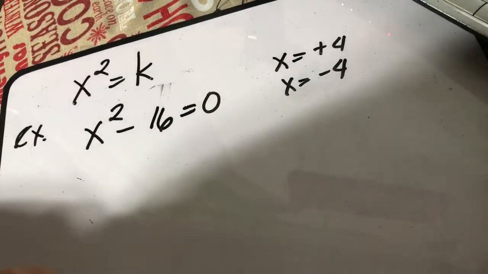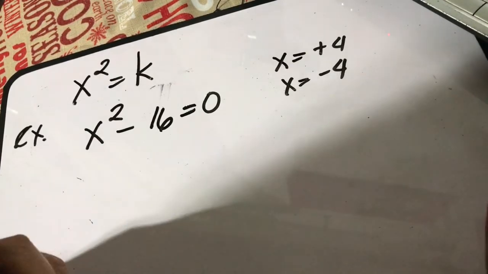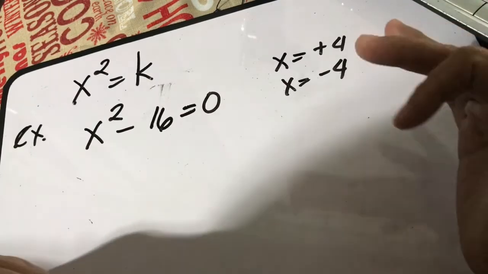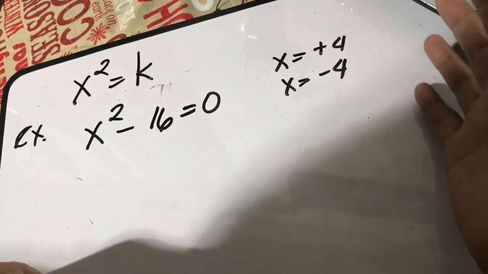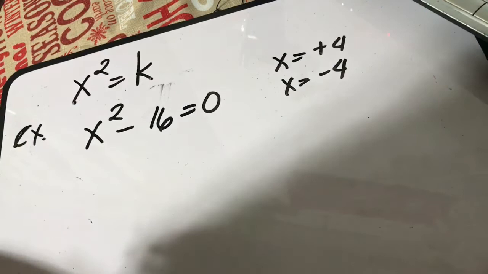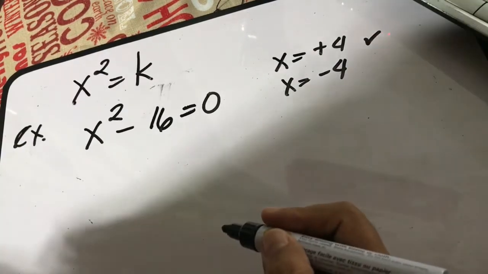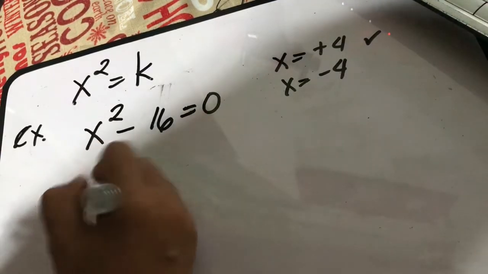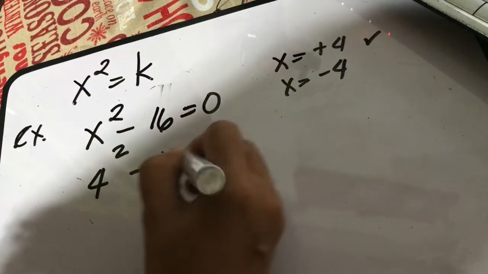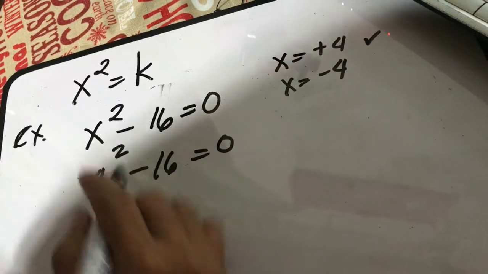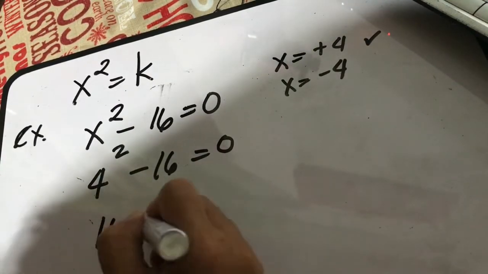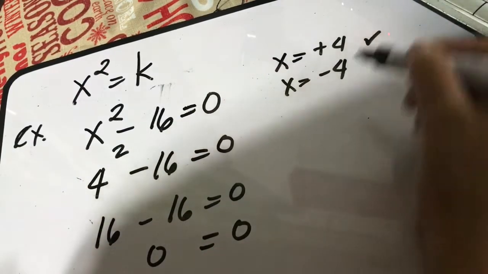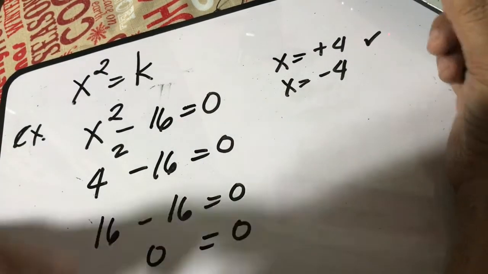Okay. Now, we can also check if our answers are correct or wrong by substituting the value, yung value ng x na nakuha natin doon sa original equation. So, let's check the first value of x, which is positive 4. From the original equation, if x is equal to 4, quantity squared minus 16 is equal to 0. 4 squared, 4 times 4 is equal to 16. Minus 16 equals 0. So 0 is equal to 0. So the value of x, which is positive 4, is correct.